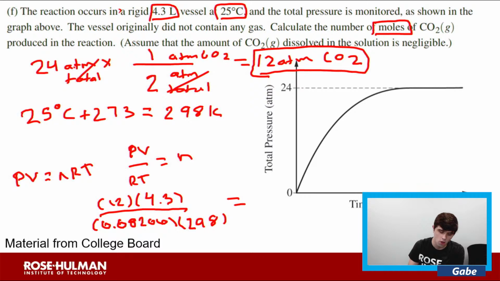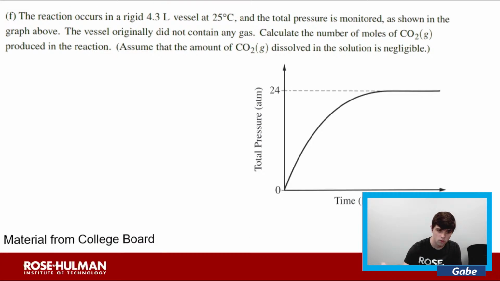So we calculate that out, we can see what we get. So 12 times 4.3 divided by our constant times our temperature, and we are left with 2.1 moles of CO2. And this will be the answer to our problem.